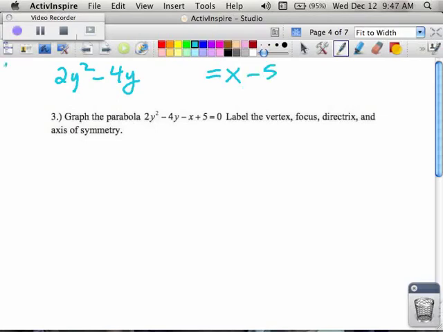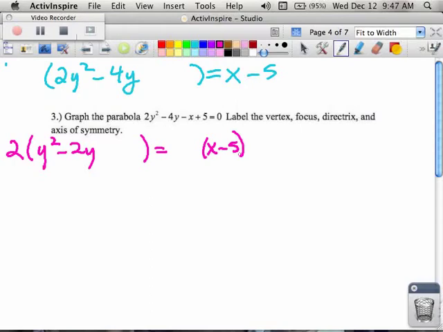And then we're going to complete the square. Remember that stuff? Yay. What that means is when you're completing the square, you're going to turn the stuff on the left into a perfect square. To that end, I'm going to factor out a 2. I'm left with y squared minus 2y. On the right, I still have that x minus 5. Maybe I shouldn't have put a parentheses, huh? Let me erase that for right now. Just write it as x minus 5.